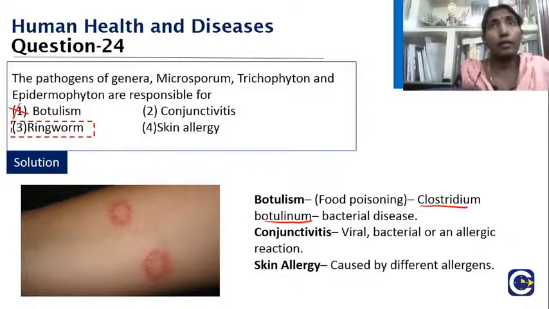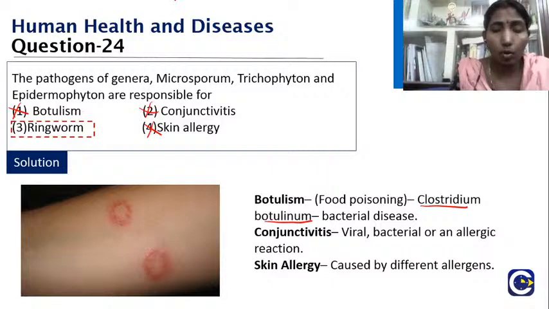What about conjunctivitis? Conjunctivitis is inflammation of the conjunctiva. It can be because of bacteria or it can be allergic. Even dandruff can bring about conjunctivitis, even bacterial, viral and all that. Skin allergy, any allergen, it can be anything. So all this cannot be. So it is ringworm, a fungal infestation because of Microsporum, Trichophyton, Epidermophyton. They all are responsible for ringworm. Yes, you are all right, children.